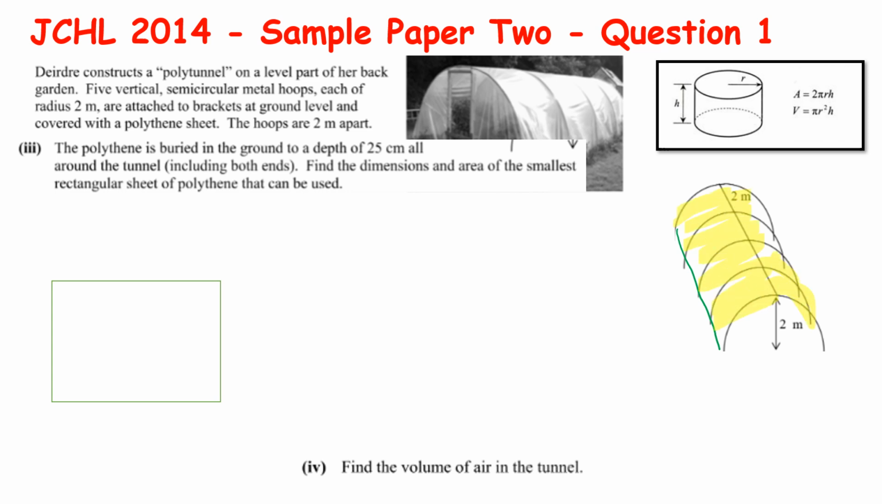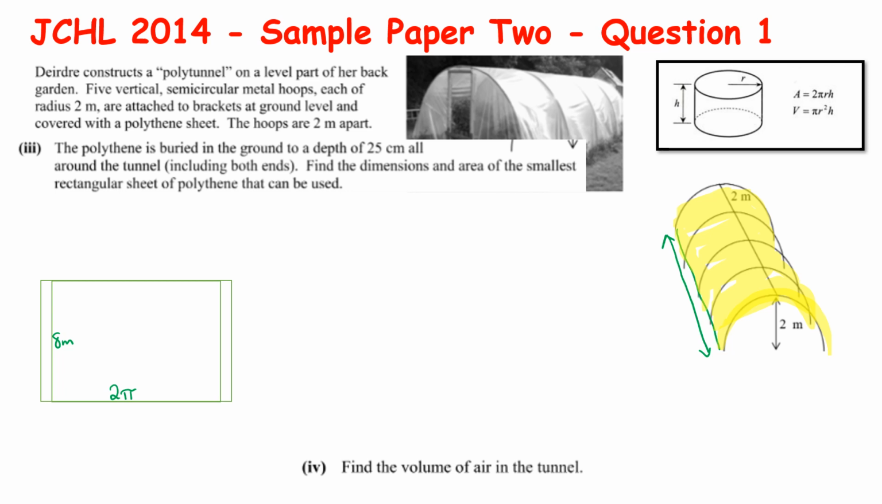So the piece of plastic that will need to cover this section here needs to go around the hoop, meaning it's going to have a width equal to the length of that arc. And we've already worked out that as 2 pi in our previous part. Now, this piece here is going to be equal to 2 plus 2 plus 2 plus 2, which is 8 meters. But it'll also need an additional 25 centimeters at either edge that can be buried in the ground.